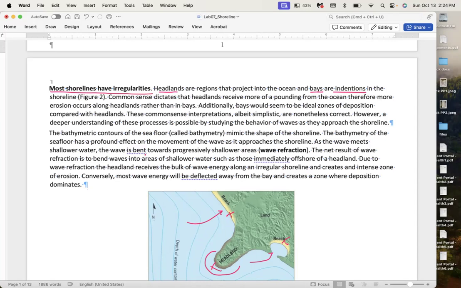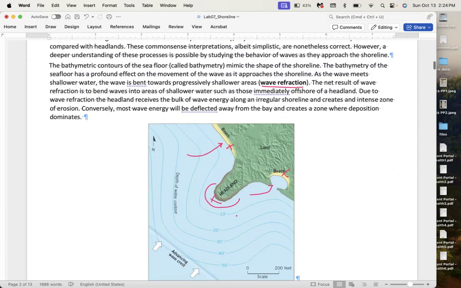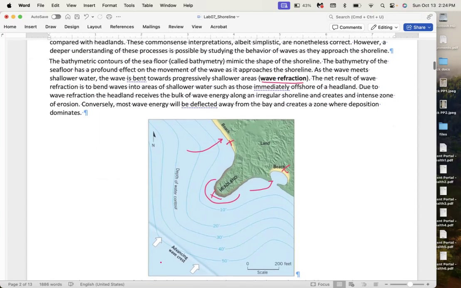So what controls the erosion and deposition is a thing called wave refraction. These are contours that you see around here. This is 10 feet, wraps around over here, 20 feet, 30 feet, 40 feet, 50 feet. And it shows the advancing wave crest here before it reaches the ocean floor.